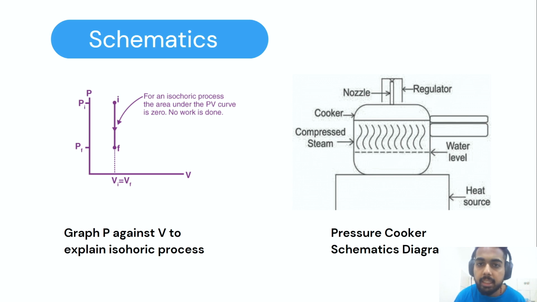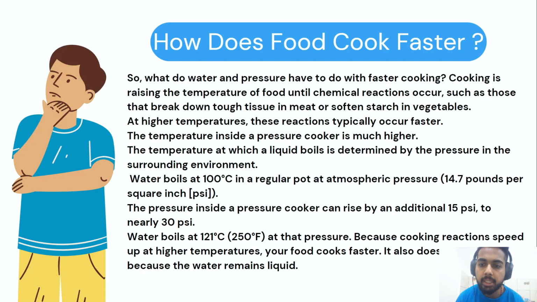And then at the side here you can see an example schematic diagram of a pressure cooker. In a simple pressure cooker diagram, water is added into the pressure cooker to a certain water level, and then the water is heated through a heat source, and the food is placed onto a rack. When heat is applied, the temperature increases, so the water turns from liquid to vapor, therefore cooking the food with increasing pressure, and then the excess steam is released through a nozzle or regulator.